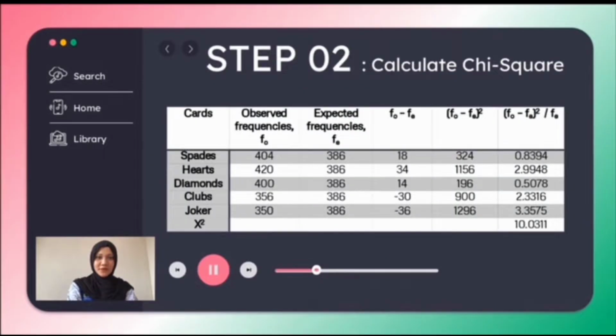For step 2, first, we must insert the data of the observed frequency we have collected from the question into this table. After that, to find the expected frequency, we need to divide the total counted cards by 5 to get the average number. For the next row, minus the observed value with the expected value. Moving over to the next row, we need to square the number we got from the observed value minus expected value earlier, to the power of 2. For the final row, we divide the answer we got previously by their expected value. We can total the numbers from here to find the chi-square.